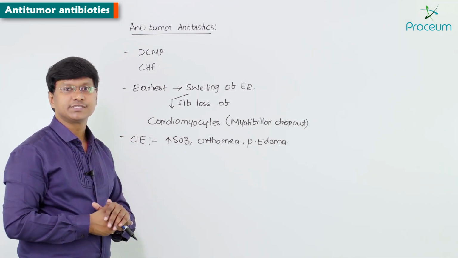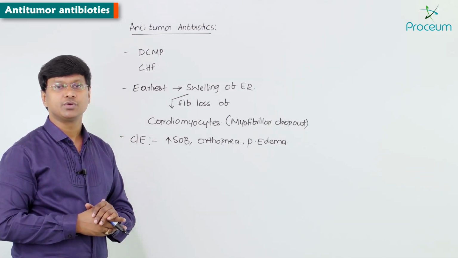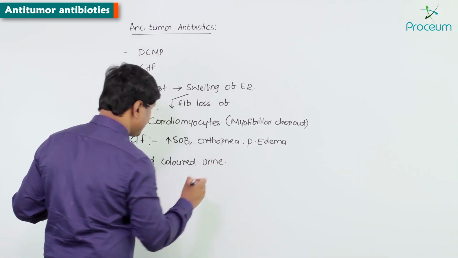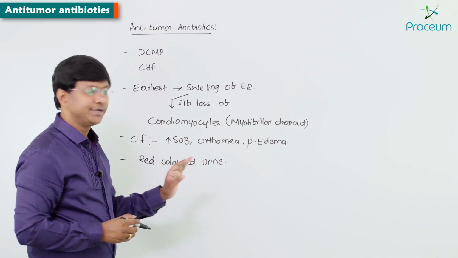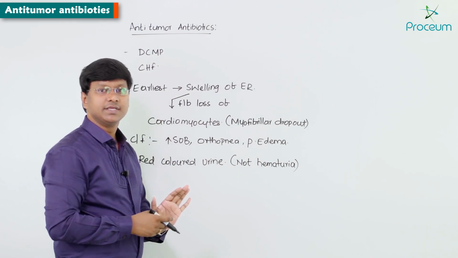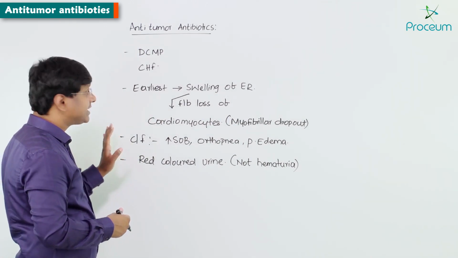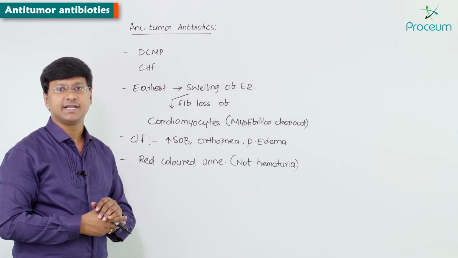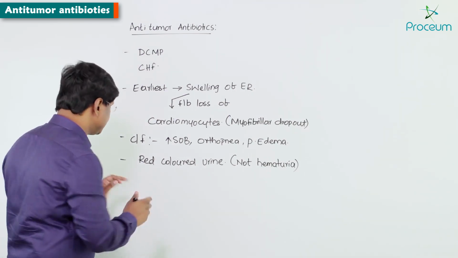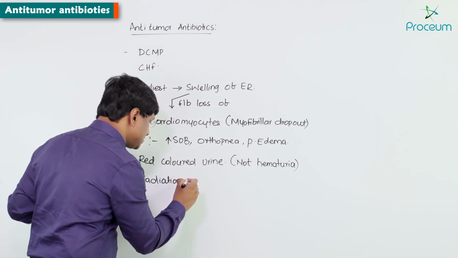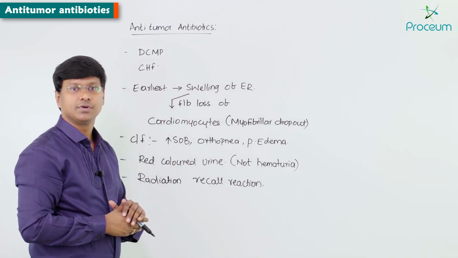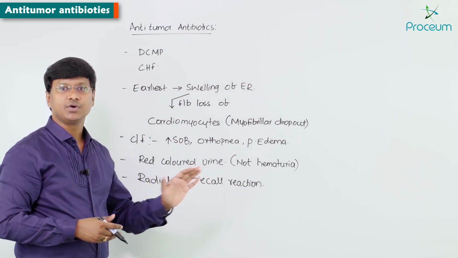Now, if you take these drugs, remember these drugs also can cause red colored urine, but not hematuria. Now, another important feature of these drugs is that they can cause what is called radiation recall reaction. Now, what is this radiation recall reaction?